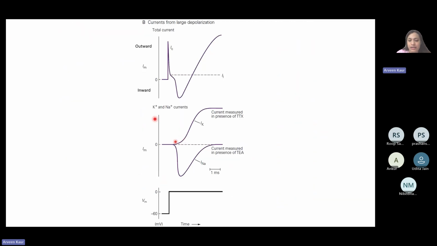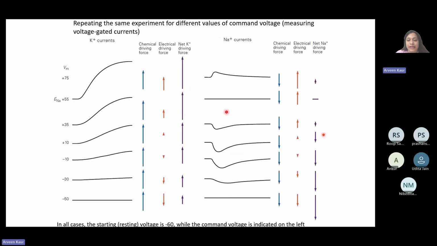So what we see is that sodium is responsible for bringing it back to normal, while potassium related current is taking it forward, right? So over here, what you can see is, okay, this we have already studied, right? That the resting voltage in all cases we have taken at around minus 60, and what is the driving current and the net driving current for potassium and for sodium, right?